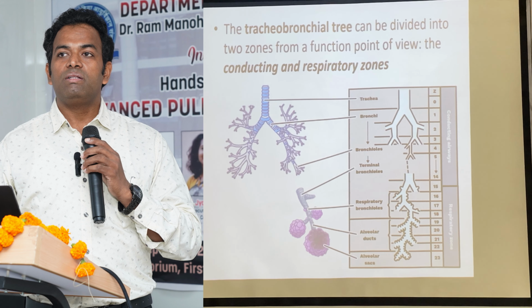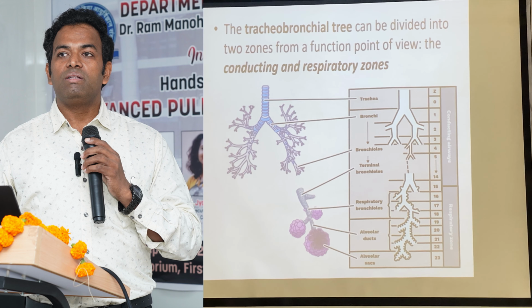So this tracheobronchial tree is divided into two zones from the functional point of view: the conducting zone and the respiratory zone. The conducting zone contains the parts from the trachea till the terminal bronchioles, and they are also given numbers, known as generations. So from generation 0 to 16 is the conducting zone, and it is basically utilized for the movement of air. There is no exchange of gases in this part. So this basically comprises the dead space.